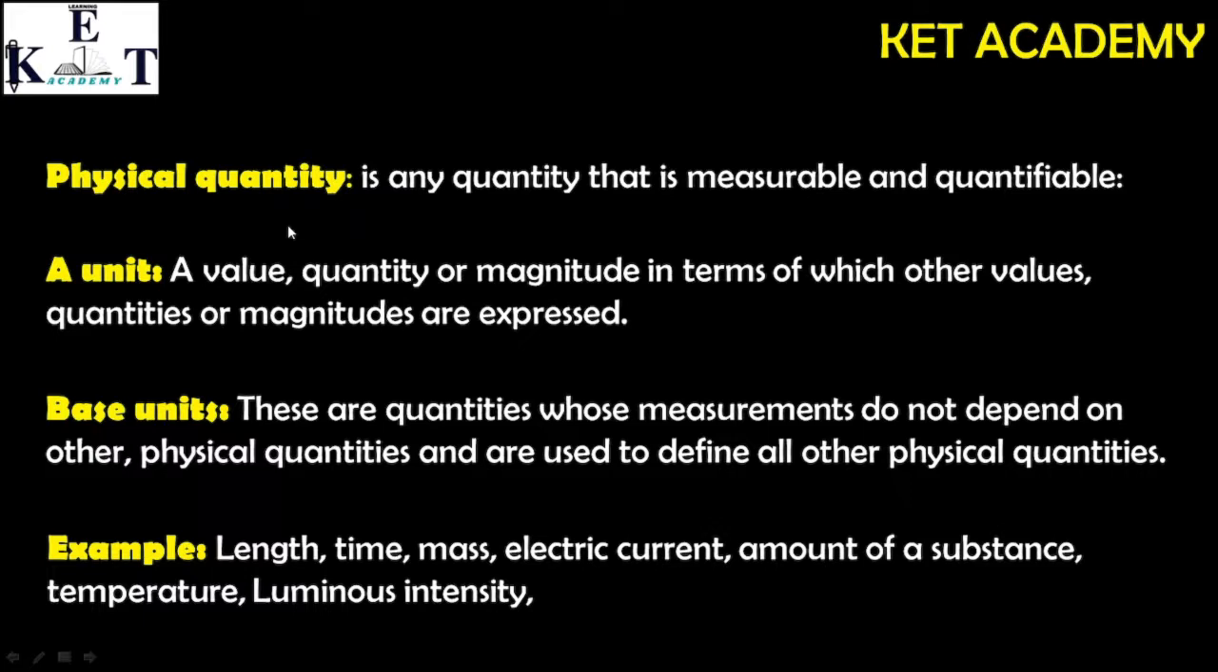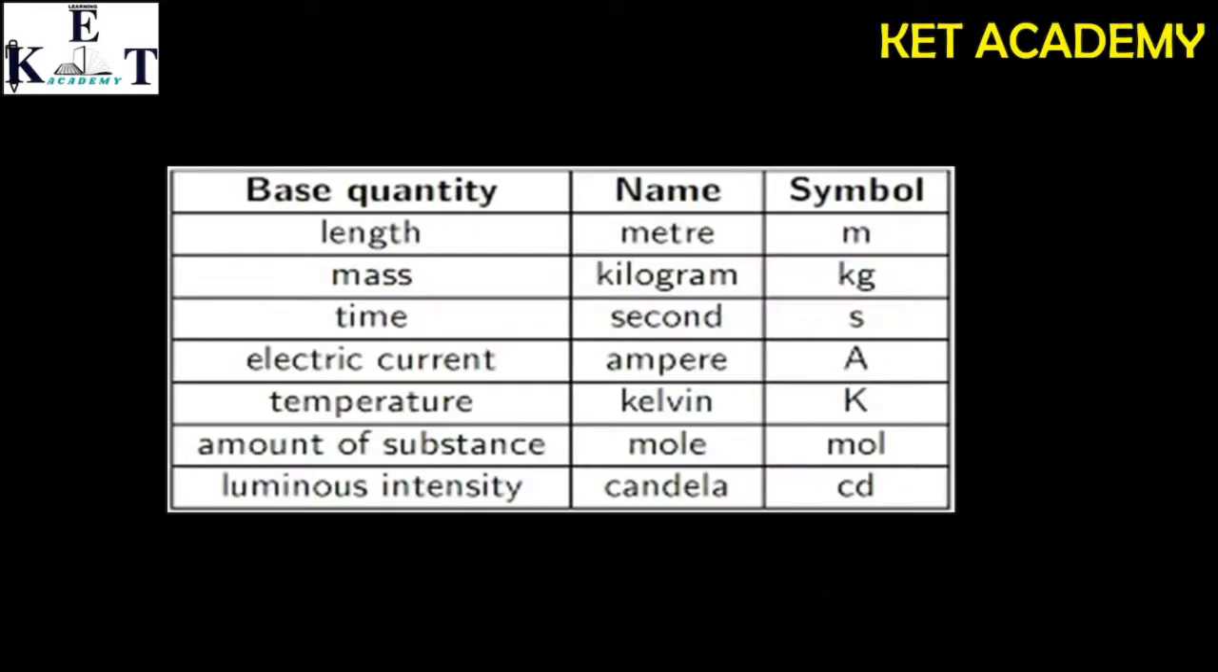An example of a base unit, or of a base physical quantity, is length, time, mass, electric current, amount of substance, temperature, and luminous intensity. We know that there are actually 7 of these base units, and it is a requirement to know them and their symbols. Here is a picture of all the 7 base units with their names and symbols. So it's very important to know these units.